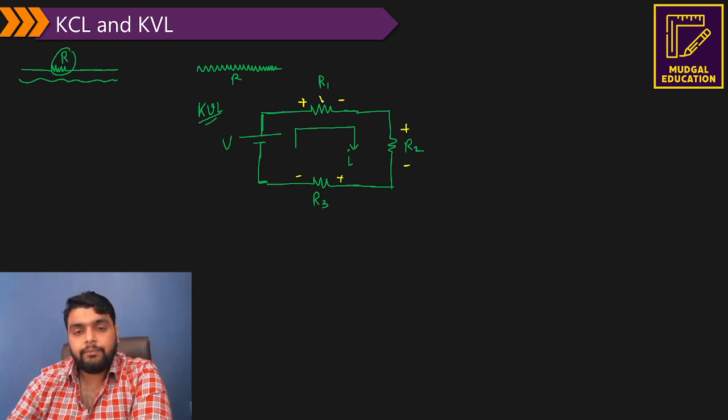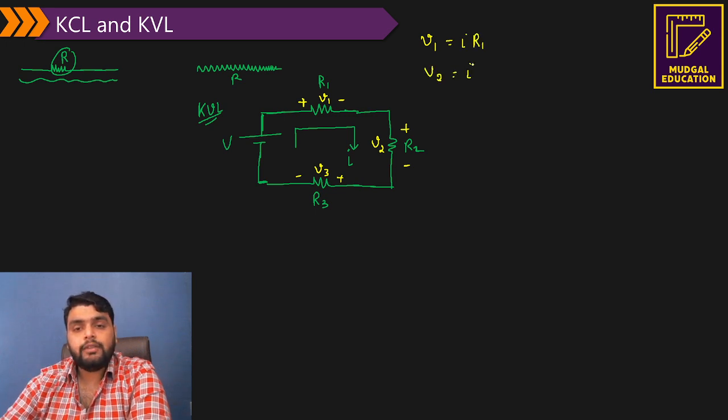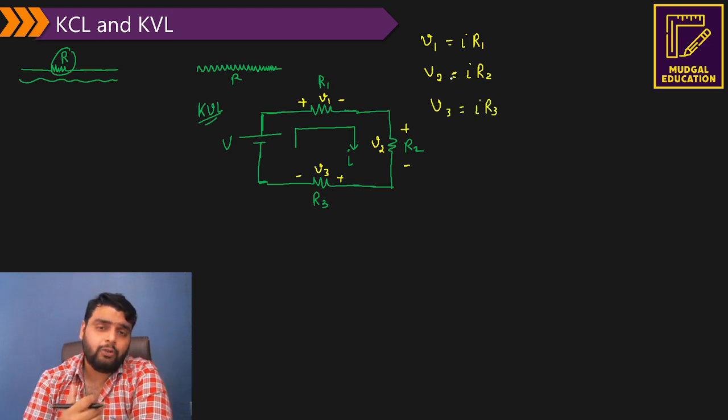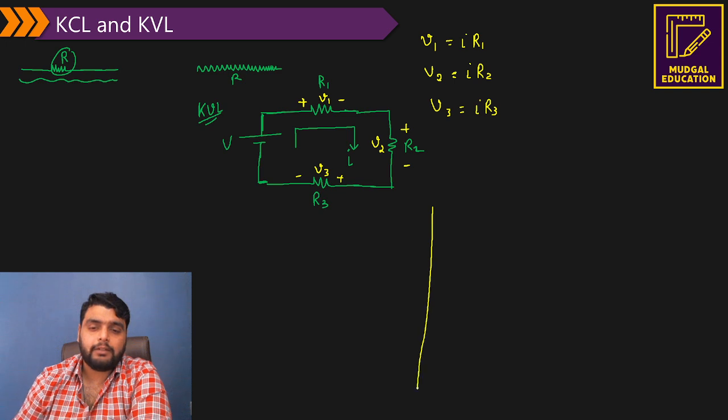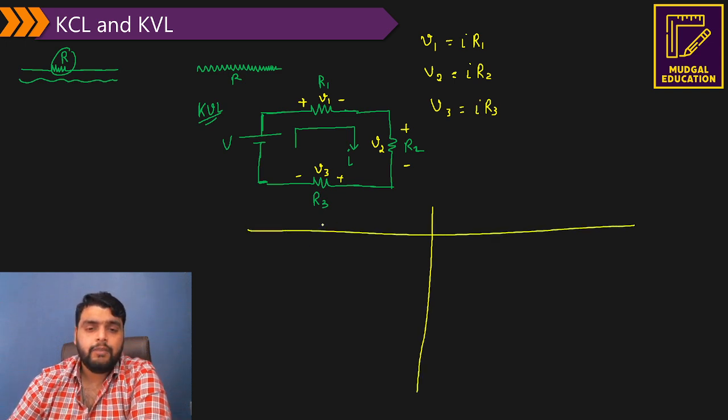Now, if I say the voltage across here is V1, the voltage across here is V2, the voltage across here is V3, can you calculate the voltage? Yes, using Ohm's law, you can calculate V1 is IR1, V2 is IR2 and V3 is IR3. Now, how to apply the KVL? There are two methods that I am going to tell you. Method 1.